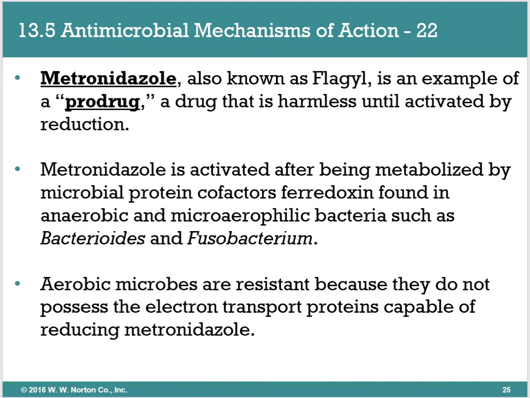It's considered a prodrug, meaning that it doesn't become activated until it is metabolized by the microbe. So if you take this drug but you don't have an infection, you'll just pass it through your system and you're good. But if there is a microbe, then it'll be metabolized by the proteins found within the microorganism, and then the drug will become active and actually start doing its job.